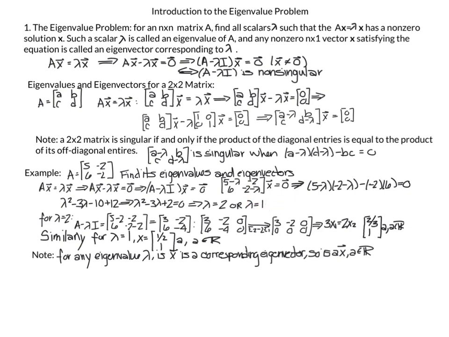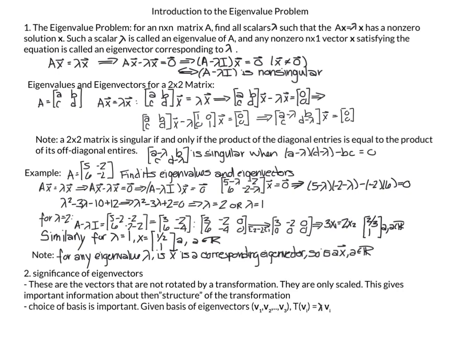You can find the eigenvectors associated with lambda equals 1. Here, the eigenvectors for lambda equals 1 are of the form (1/2, 1). And again, for any eigenvalue lambda, if x is a corresponding eigenvector, then so is any scalar multiple of x. Our final note is the significance of eigenvectors.